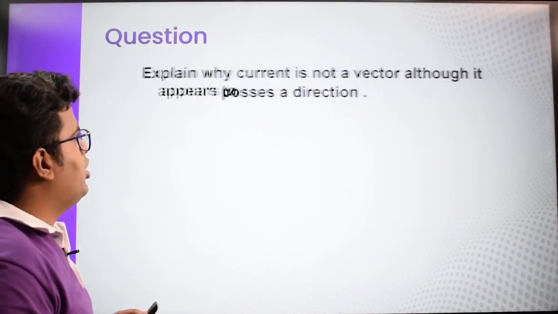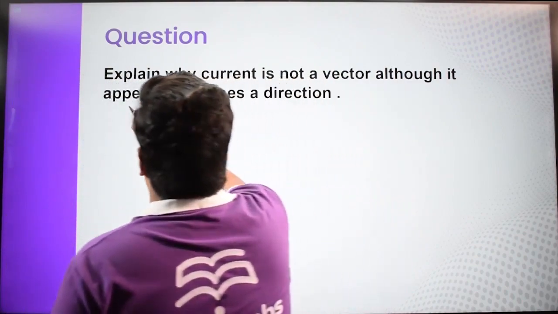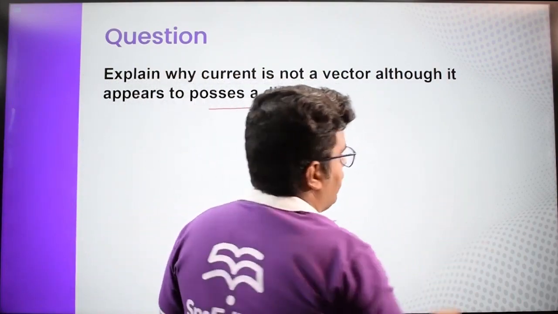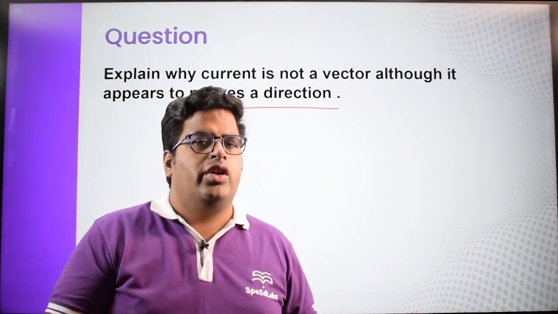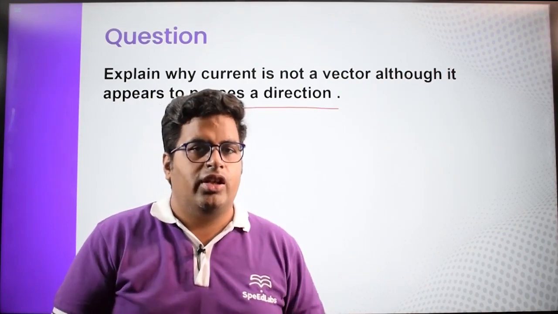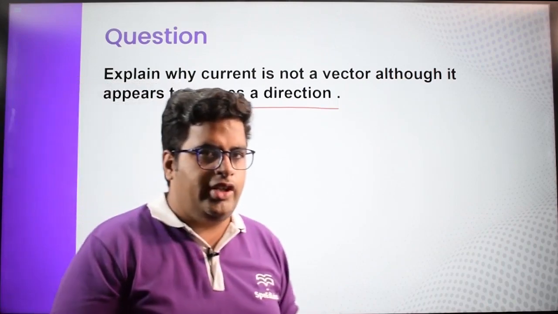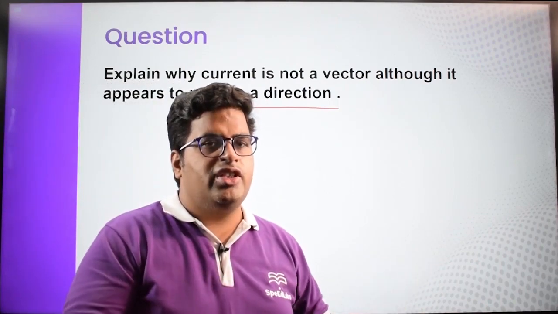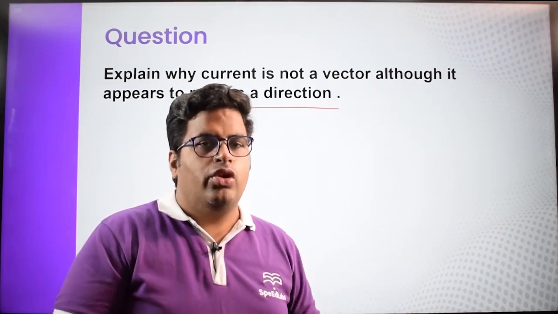Now what does the question say? Why is current not a vector although it appears to possess a direction, and of course it has a magnitude as well. So here they are asking us that current is a quantity which has both magnitude and direction, so it has to be a vector, but why is it not a vector? So basically in case of current, we have studied the standard definition that anything which has magnitude as well as direction is going to be a vector.